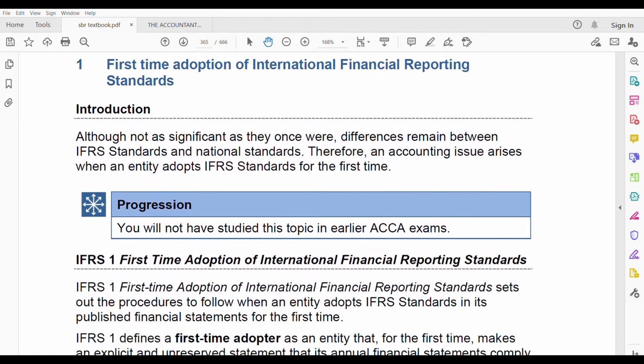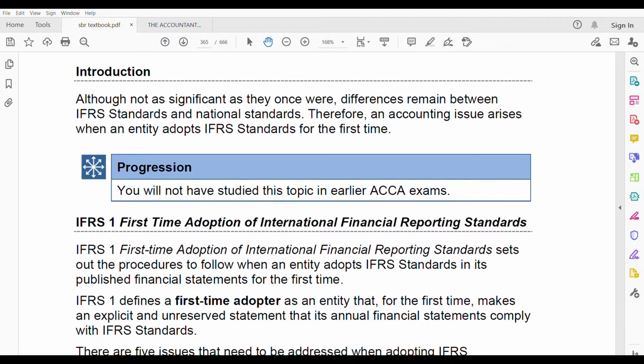And this IFRS 1 is not there in your FR, right? Financial reporting. This is new for SBR. It's not a long standard, it's a short standard. We just need to go through a few issues, that's it.